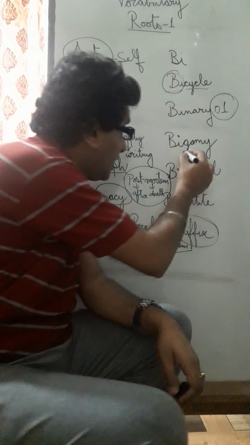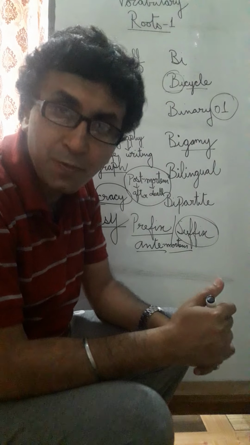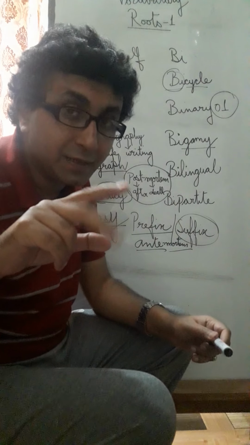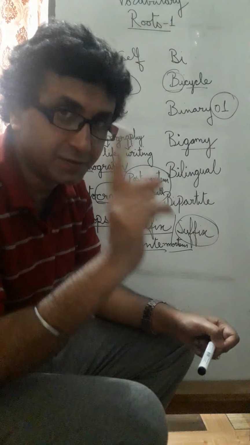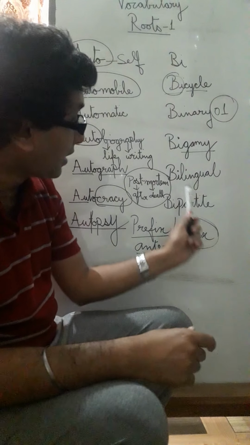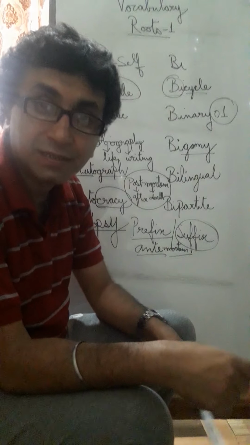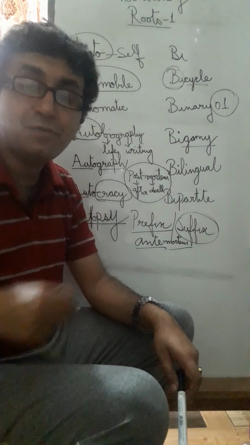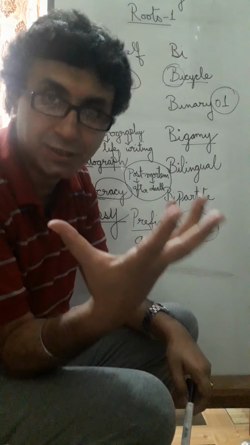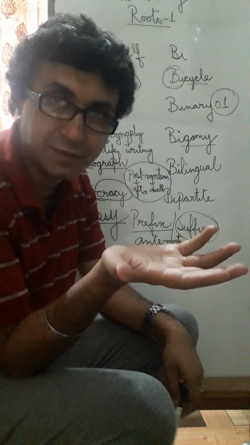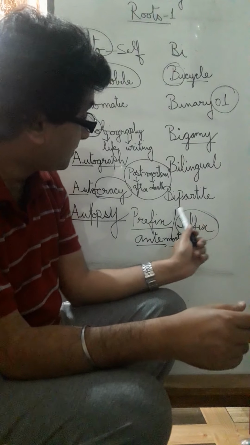Bigamy. Now gamy means marriage. Bi means two. So a person who marries twice at the same time is a bigamous person. Not allowed legally in India, in certain religions. Bilingual. Lingua means language. So a person who can speak two tongues or write two tongues is a bilingual person. For example, I am a bilingual person. Many of you are bilingual people, right?